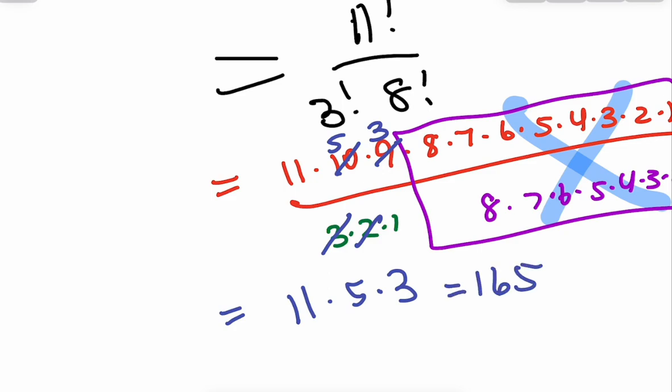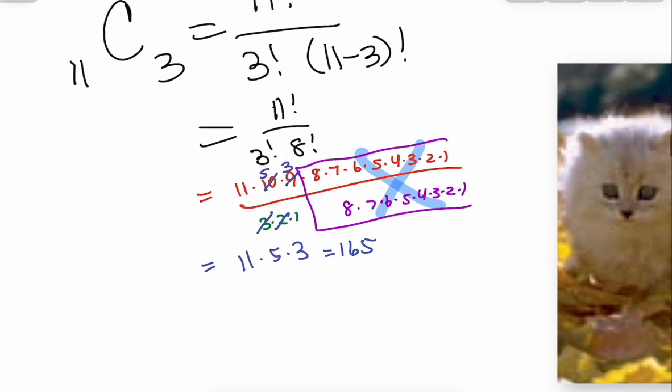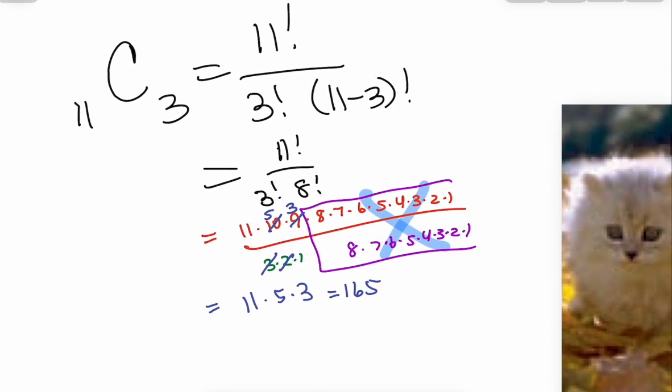So I have 11 kittens in that room. If I go to pick 3 to bring home with me, I have 165 different ways to pick out my 3. Maybe if you don't get them fixed, and then, but everybody see how I did that canceling? Everybody see how I did that canceling? Do you have to? No.